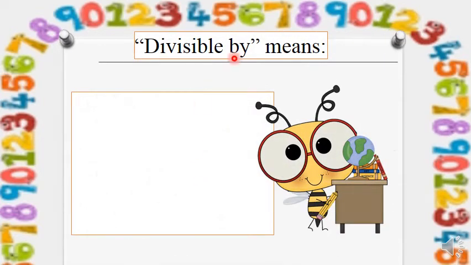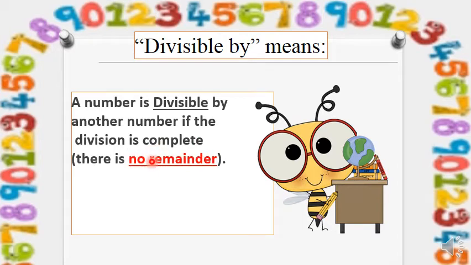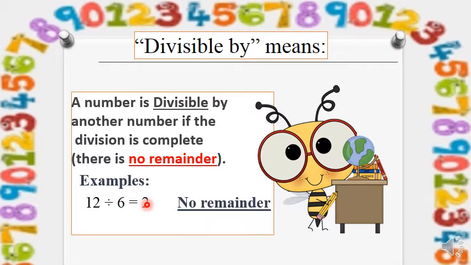Now, divisible. Divisible is a new word. What's the meaning of divisible? A number is divisible by another number if the division is complete. I make a division and I can finish it with no remainder. I call this number divisible by another number. Examples: 12 divided by 6 is equal to 2 with no remainder. So 12 is divisible by 6.